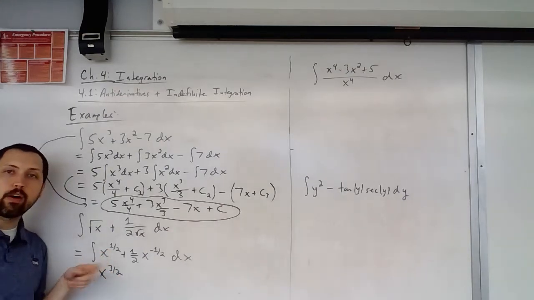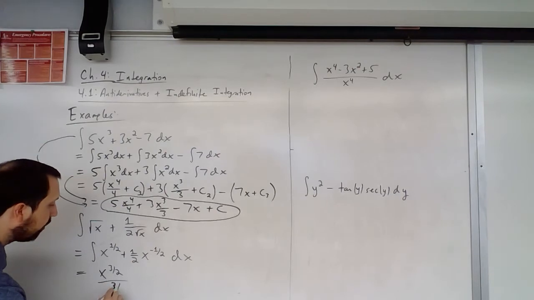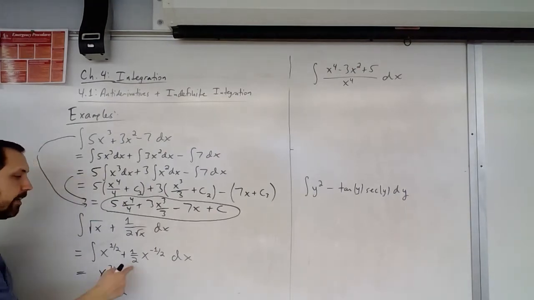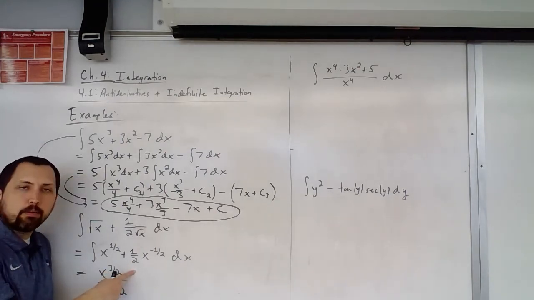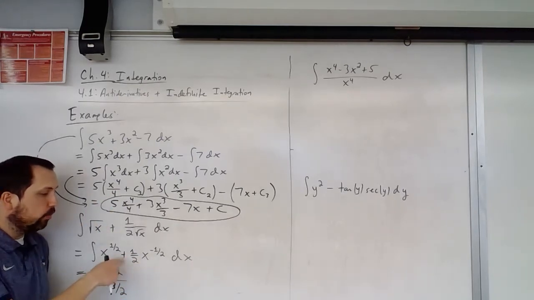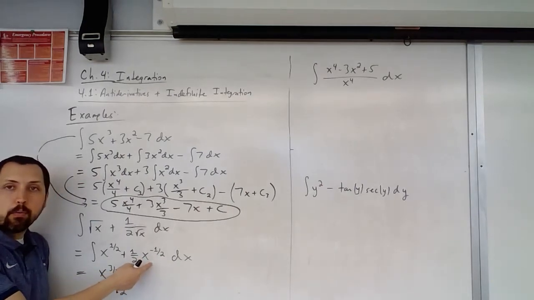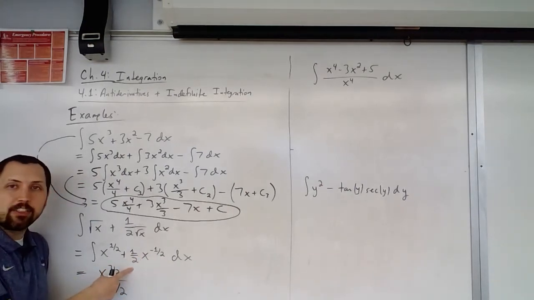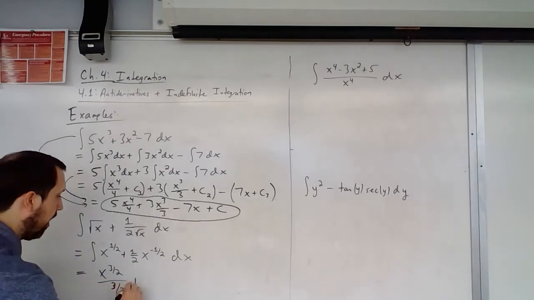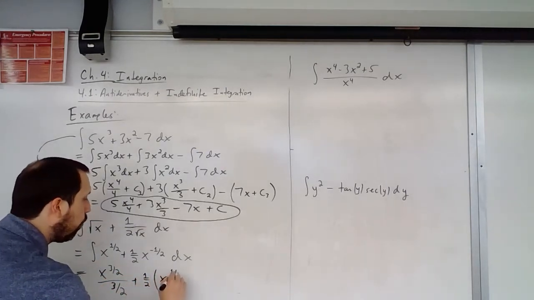So I add 1 to 1/2, I get 3/2. Now I divide by 3/2. Here, if I take a constant and I'm multiplying it by this function, when I take the integral, I'm only going to be having this really be dealt with and changed, this constant just going to stay there in front. So I have plus 1/2 times x to the 1/2.